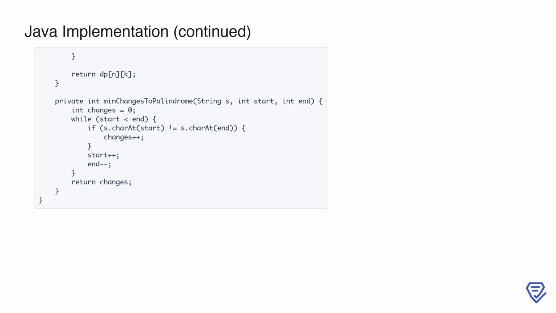To support this process, the helper function min_changes_to_palindrome is defined. This function calculates the number of character changes needed to make the substring from index start to end a palindrome. It initializes a counter for changes and uses a two-pointer approach, comparing characters at the start and end indices. If the characters are different, the changes counter is incremented. The pointers then move toward the center of the substring, and this process continues until they meet. The number of changes is returned as the result. This helper function ensures that we can pre-compute the transformation cost efficiently, which is crucial for the dynamic programming solution.